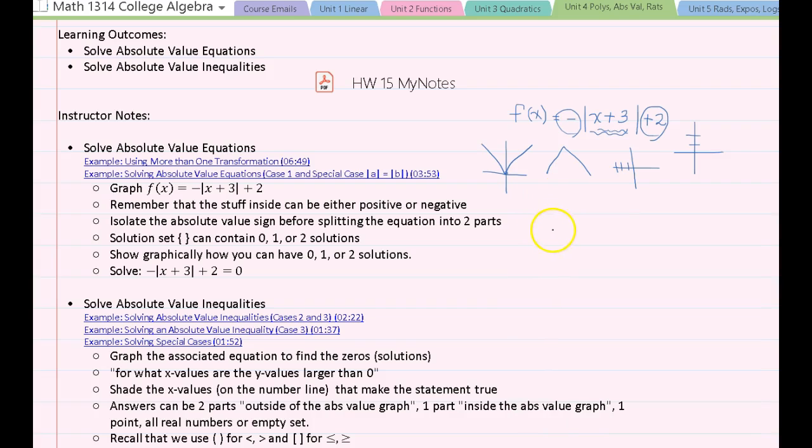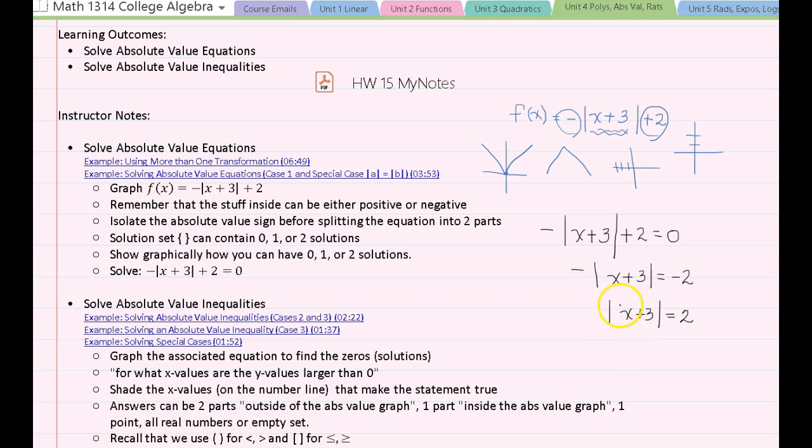Let's return to our equation and set it equal to 0. This will allow us to solve for x and find the zeros, the x-intercepts, algebraically. So we let negative absolute value of x plus 3, plus 2 equal 0. To solve absolute value equations, we first need to isolate the absolute value symbol. So we need to subtract 2 from both sides and multiply both sides by negative 1. We now can solve the absolute value of x plus 3 is equal to 2.